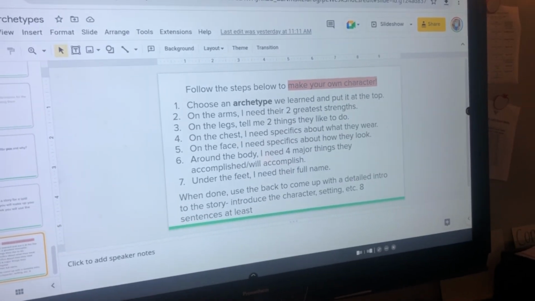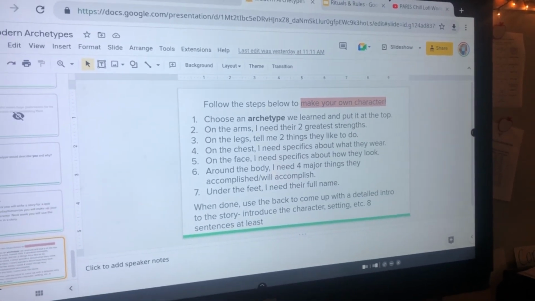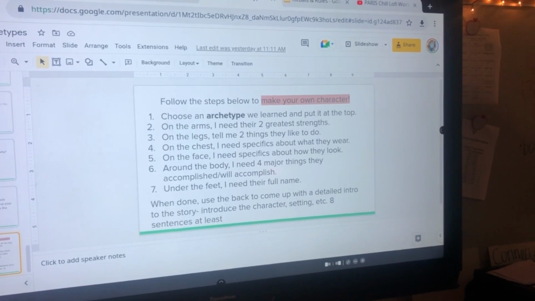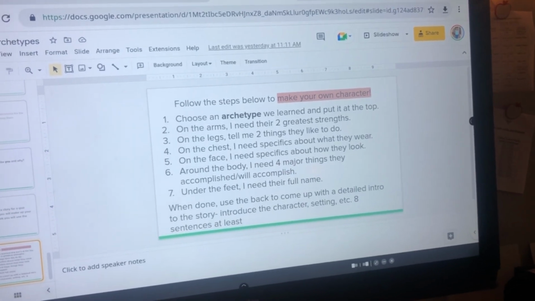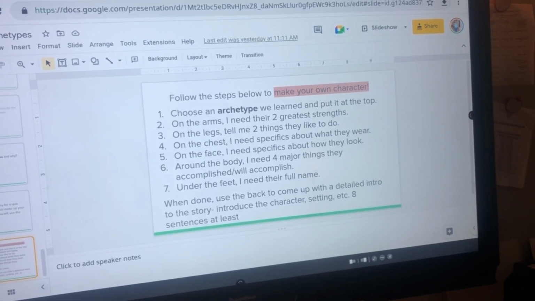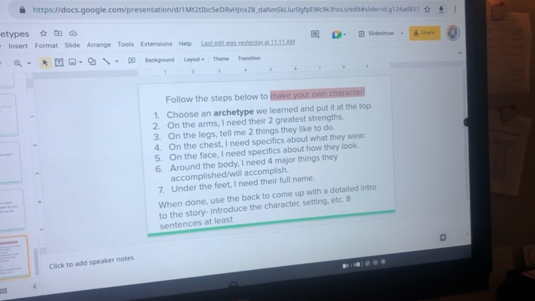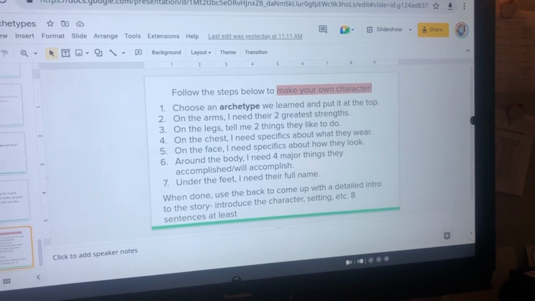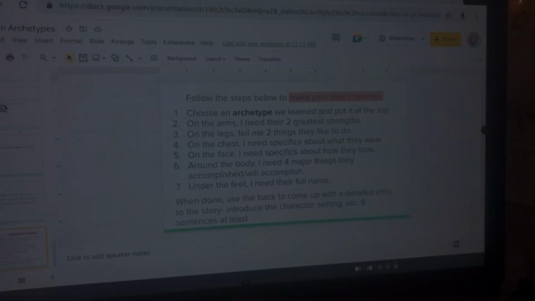My first class, I'm gonna put this back up because as you saw yesterday, the counselors came in and they were in here for like 25 minutes. So they barely got to start their character. So I'm gonna have to put these instructions back up, and that's gonna be their priority as well as the book report because that is still due today.